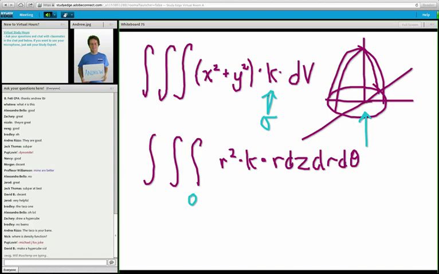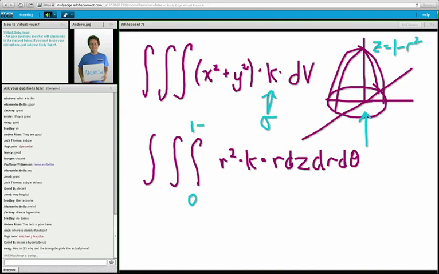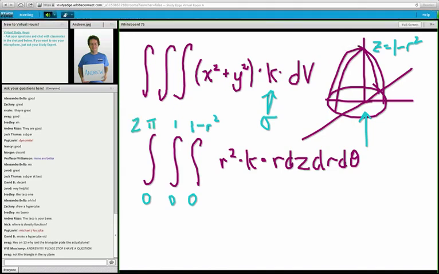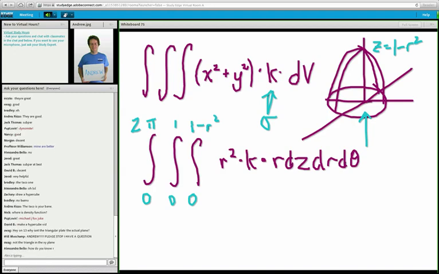So, 0 to the paraboloid z equals 1 minus x squared minus y squared, which is the same thing as z equals 1 minus r squared. So, 1 minus r squared goes there. My bounds for r would be 0 to 1. My bounds for theta would be 0 to 2 pi. And I think that would be it, but for whatever reason, I don't think that's the answer. That doesn't give me the answer.